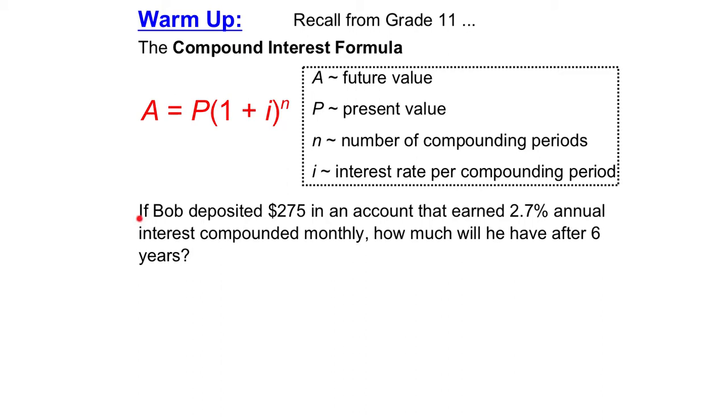answer this question. If Bob deposited $275 in an account that earned 2.7% annual interest compounded monthly, how much will he have after 6 years? So you might have to really think back to when you did math in grade 11 to see if you can remember how to do this. So pause the video, attempt the question, and then check back in here to see how you do.